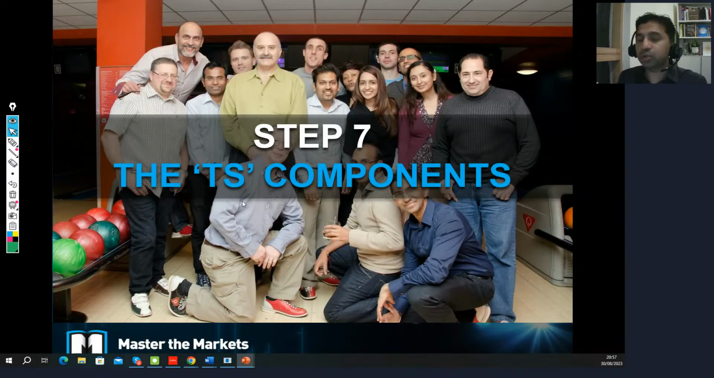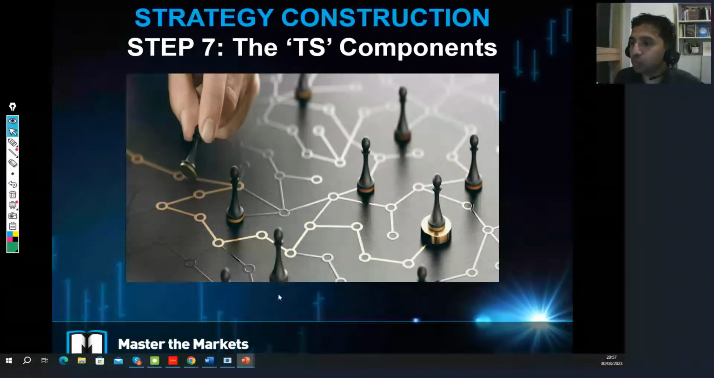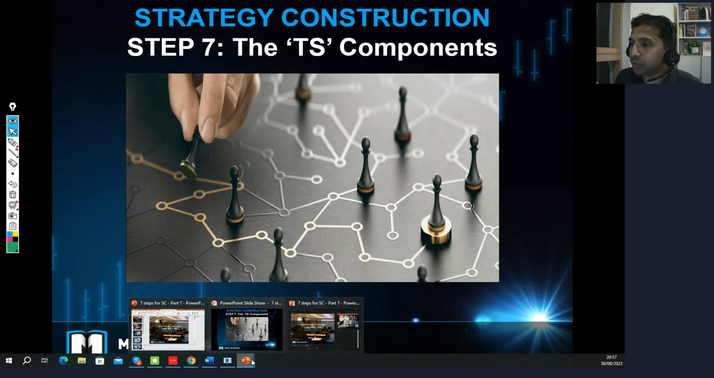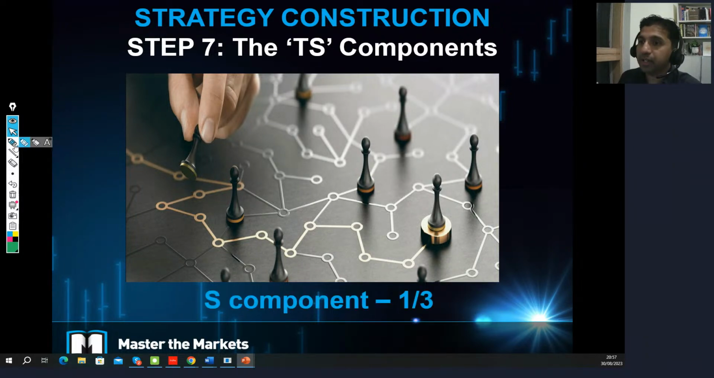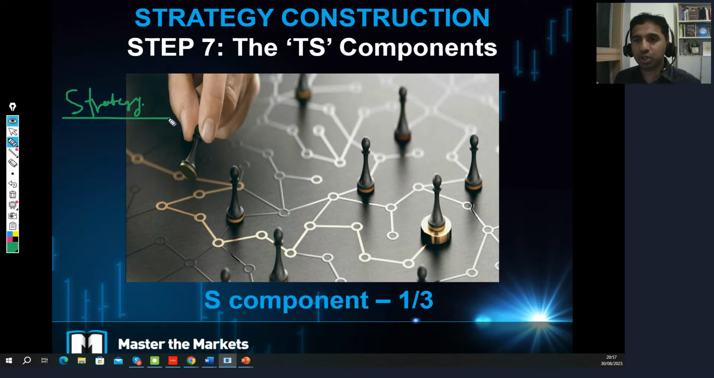Now, swiftly moving on to the TS components on step 7 today. Taking a look at the first one. So in terms of the TS components, traders, so far we've covered the S component, right? What was that? That was the strategy component, the strategy. That was all what this was about, the strategy construction. Now, as we covered through strategy construction, it has 5 components to it. Is it not, traders?